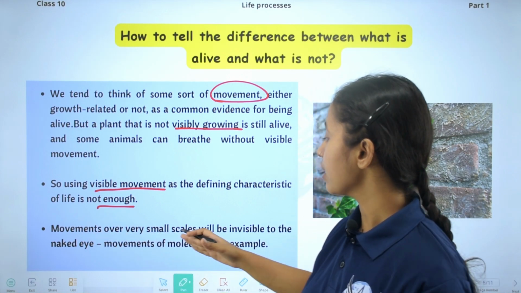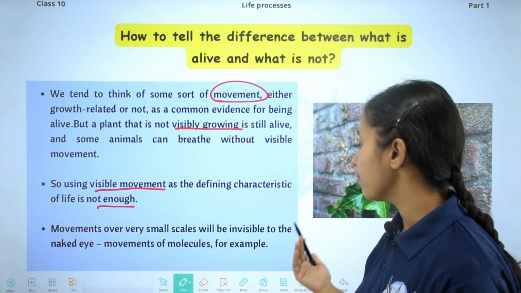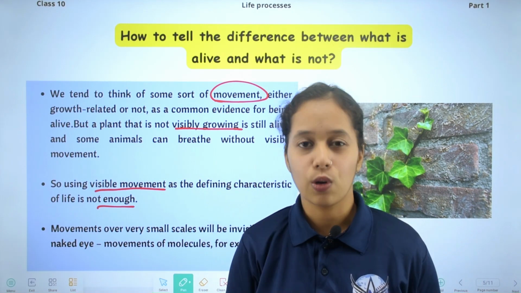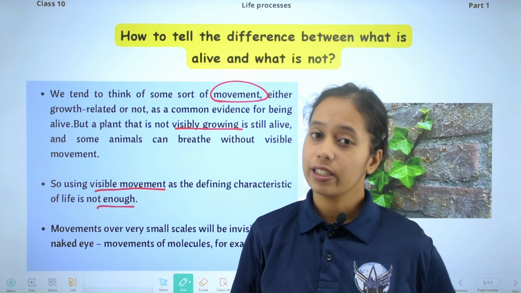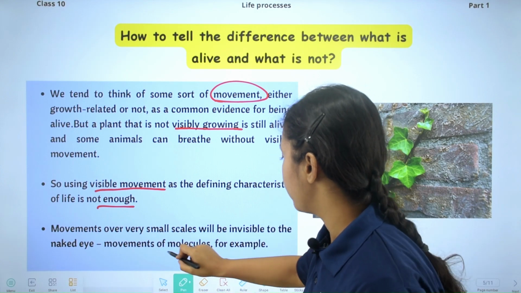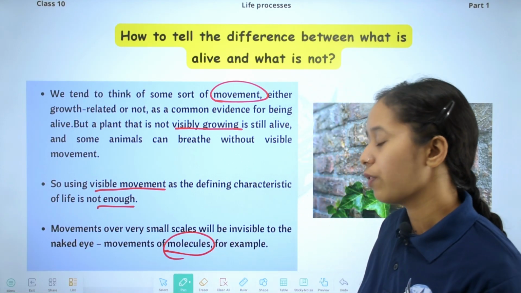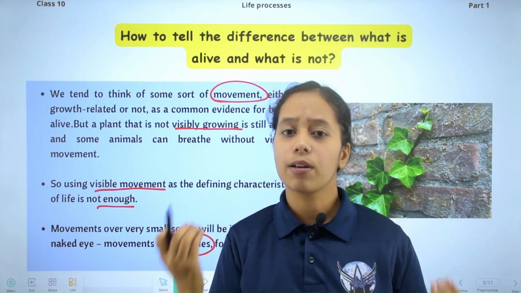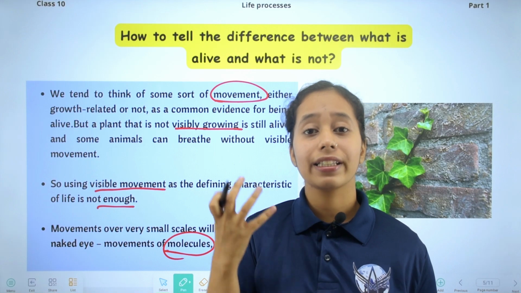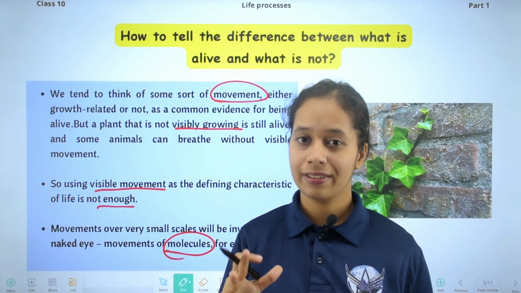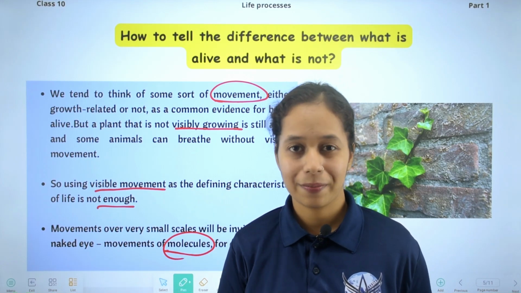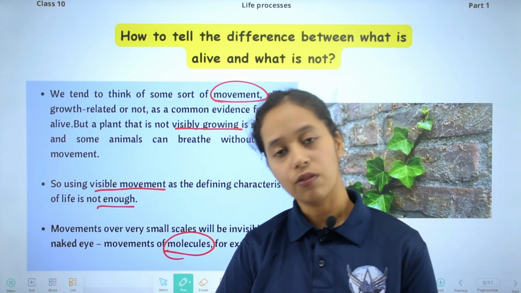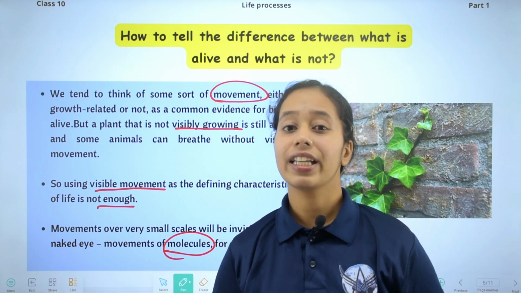Movements over very small scales will be invisible to the naked eye. For example, movements of molecules. So we also have movements which are invisible to our naked eyes, but still they are movement and they help in categorizing one thing to be living and one thing to be alive. Now, are these invisible movements important? Of course they are important. In fact, they are very important.